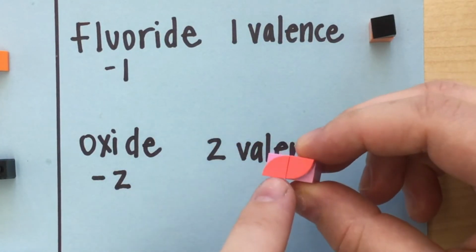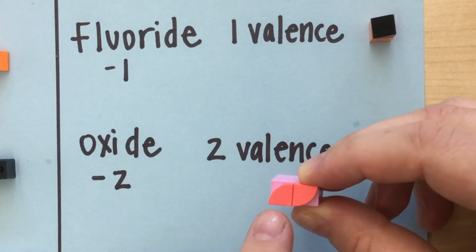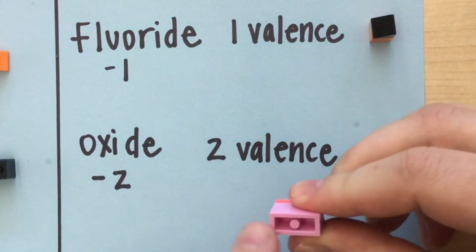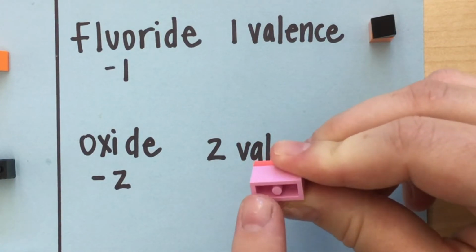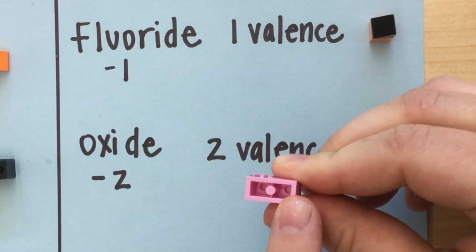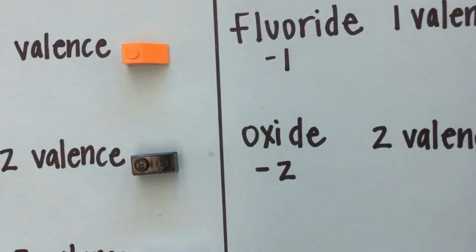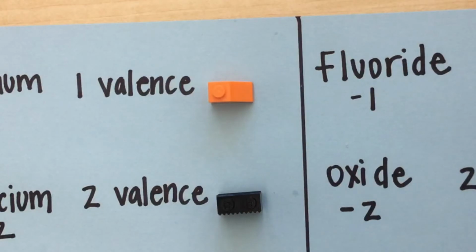And you can again see that because it's negative, I have covered up the top pegs, so it can only make bonds on the bottom, and there's room for 2. 1, 2 places for bonds. These are the Lego pieces that represent my different elements in their charged state.